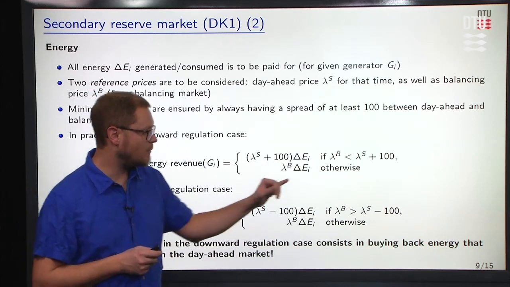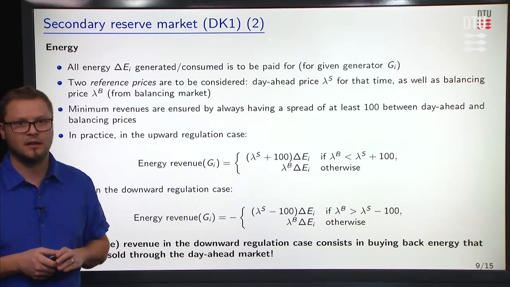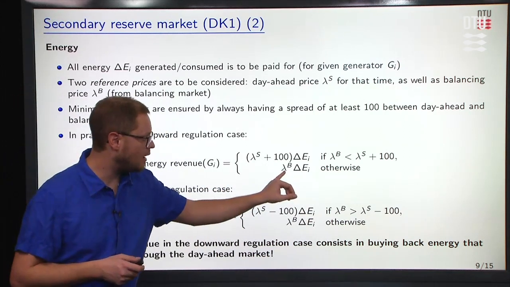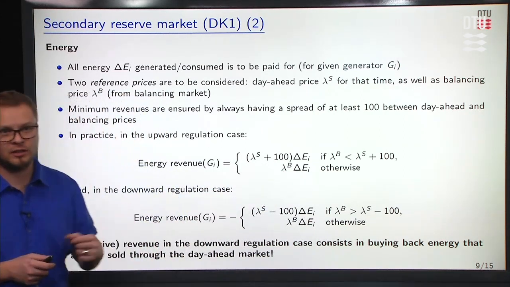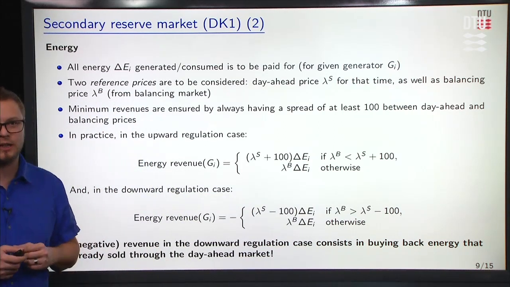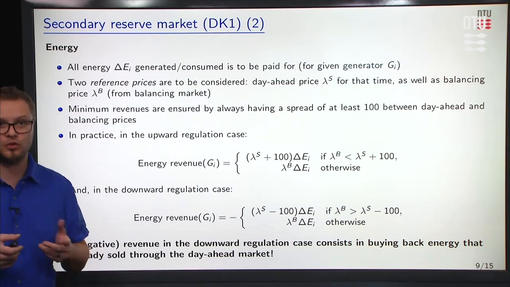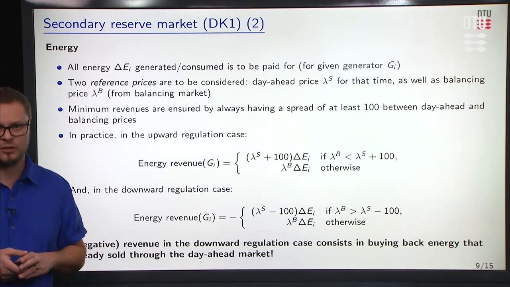But in the case that lambda B is at least 100 more than lambda S, then one directly gets lambda B times the energy that's supplied. On the other side, for the downward regulation case, one would have to pay back the system for the energy that is consumed through the provision of secondary reserve.